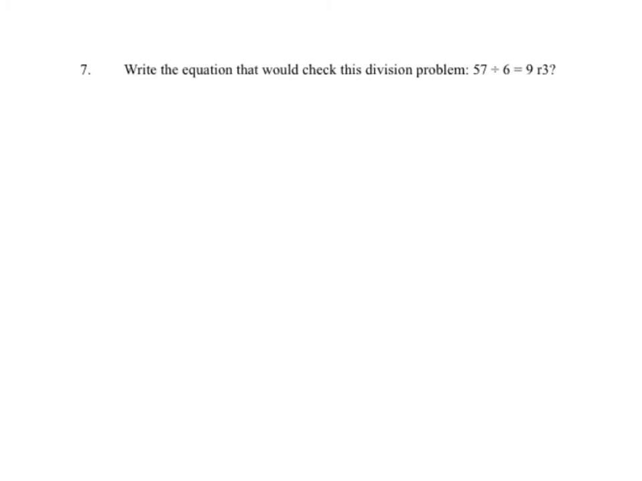Now, number 7 says, write the equation that would check this division problem. So in other words, we're going to write the multiplication problem that will help us get to this division problem if we needed to check it. So, what is that going to look like? Well, we know that we're going to have to multiply by what number? 6. 6 times a number is going to have to equal something. So what will we multiply by?